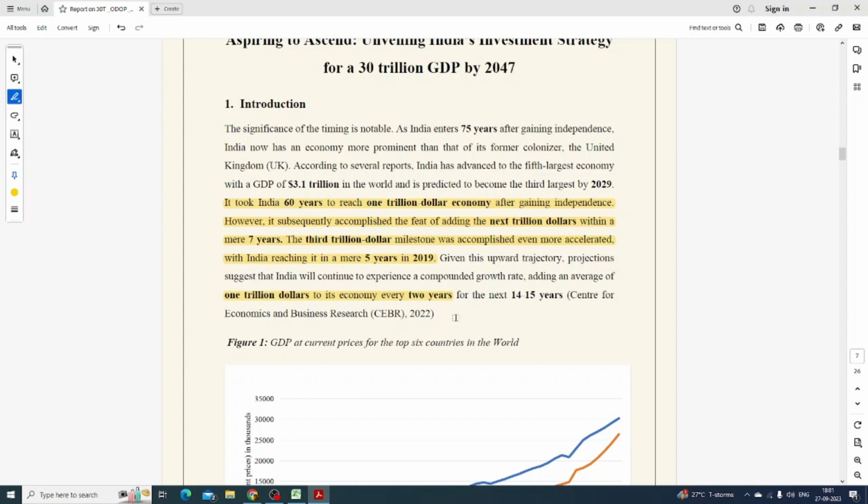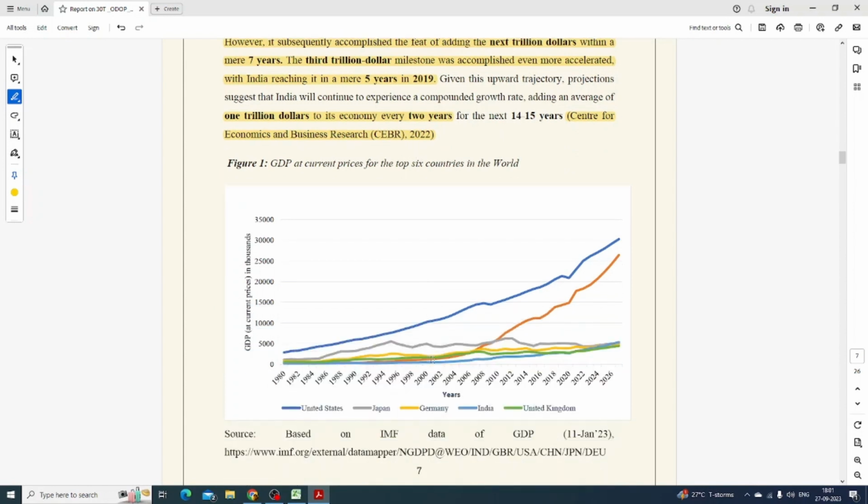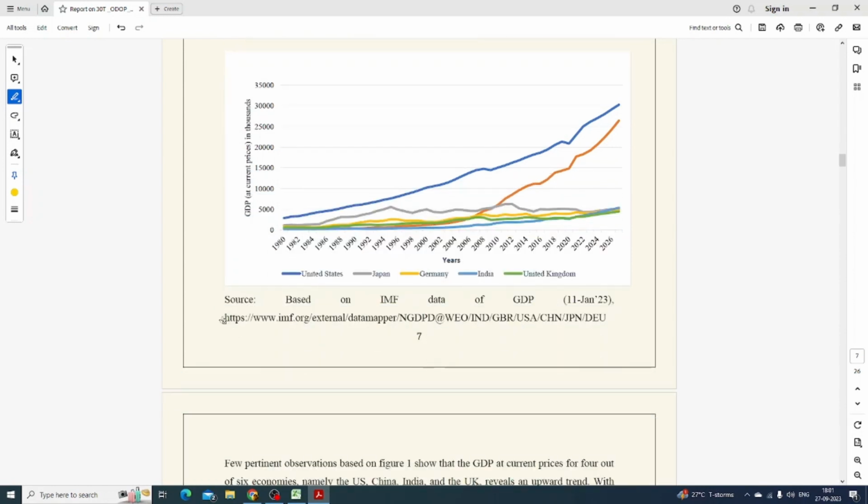So how long will this continue? This will continue for the next 14 to 15 years. So every 2 years, the Indian economy will add $1 trillion, as per the research report generated by the Centre for Economics and Business Research in 2022. And you can see another graph, which is taken from the IMF website.